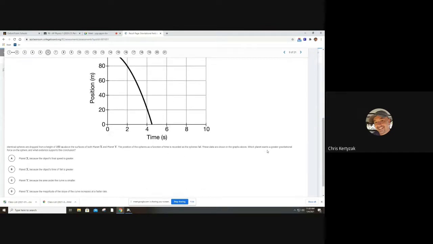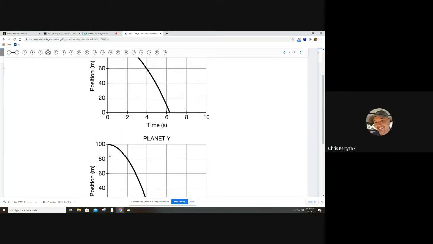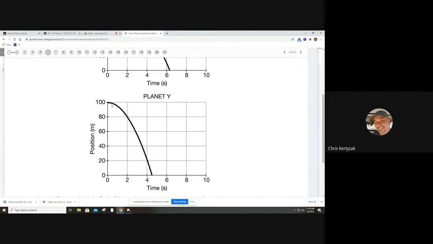Which planet exerts the greater gravitational force on the sphere? And what evidence from the graph supports this conclusion? So on which planet are we seeing a greater acceleration? Well, on planet X, it's able to fall 100 meters in a little over 6 seconds. On planet Y, it falls that same 100 meters in a little over 4 seconds. So it's gaining speed at a faster rate, causing the time that it takes to fall 100 meters to be less, right? So we must have greater gravitational force and field in planet Y.